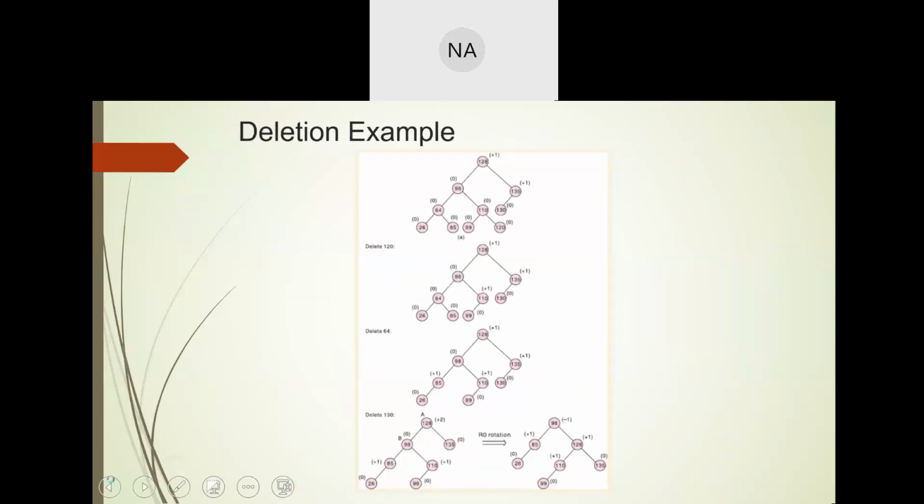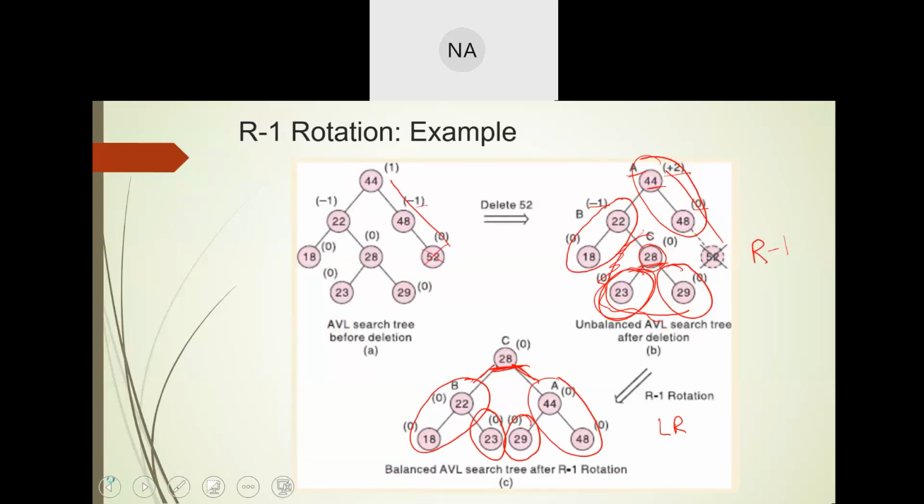Similarly, you can define L rotations. Three kinds of L rotations can be defined: L0, L1, and L minus 1. So when the deleted node is in the left subtree and the balance factor of node B is either 0, 1, or -1. And what is node B in this case? Node B is the root of the right subtree of node A.